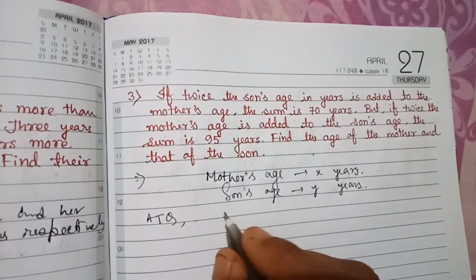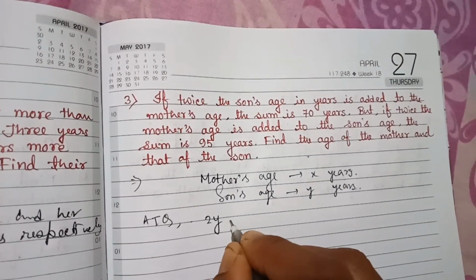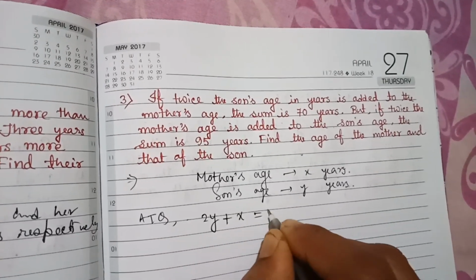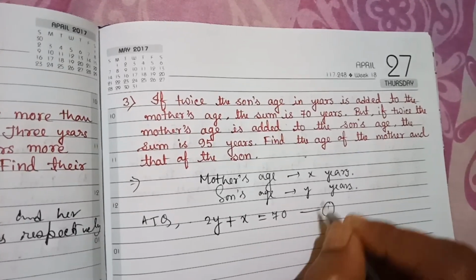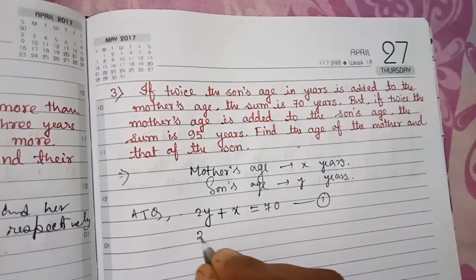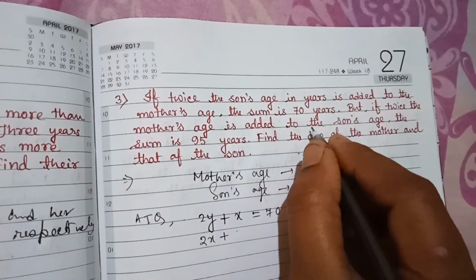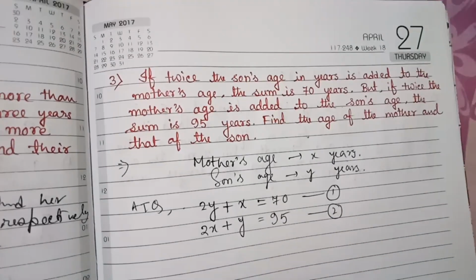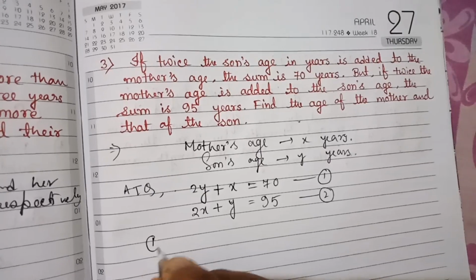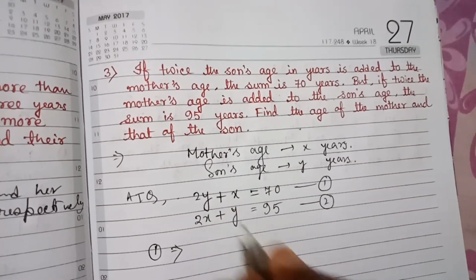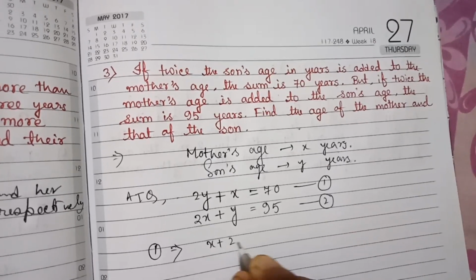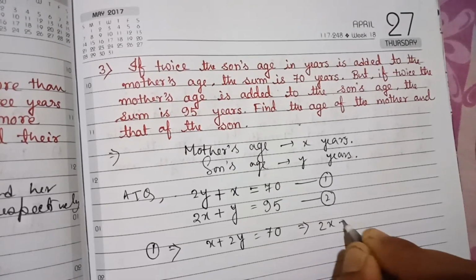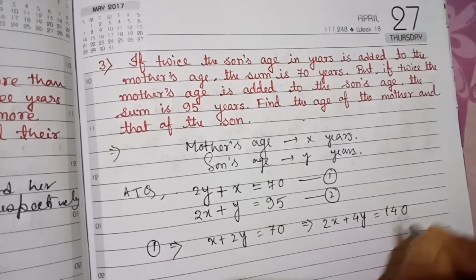Then according to the question, what are we getting? Twice the son's age, that means 2y, is added to the mother's age, that means plus x, and this is 70. Number one equation. Second one, twice the mother's age, that means 2x, is added to the son's age, that means y, that sum is 95. So it's number 2. From these two, I'm just arranging it. This is x plus 2y actually. So x plus 2y equals 70. I am multiplying it with 2. Then we are getting 2x plus 4y equals 140.